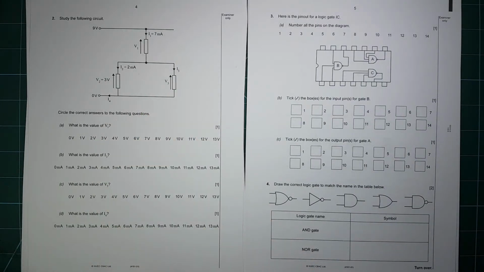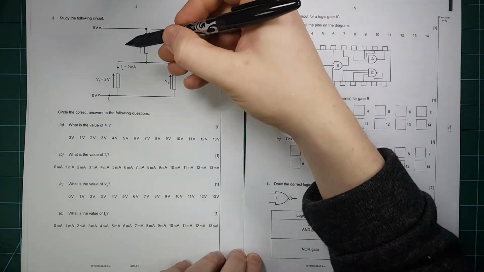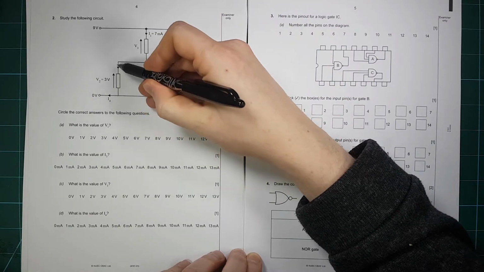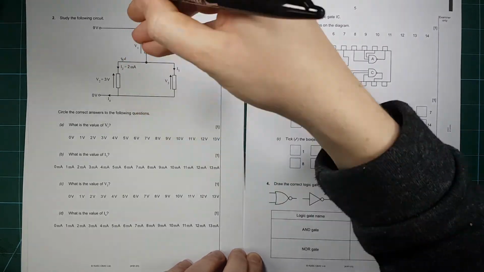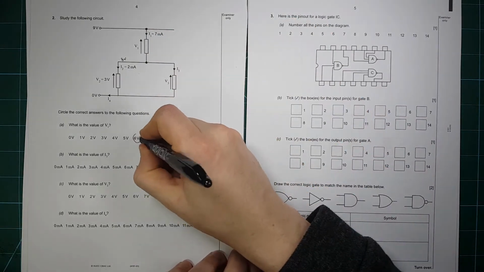Question 2. Standard question using Kirchhoff's laws. So what's the value of V1, this voltage here? Well, from here to here is 3 volts. So to get from 3 volts to 9 volts, we need 6 more volts. So it's going to be 6 volts.